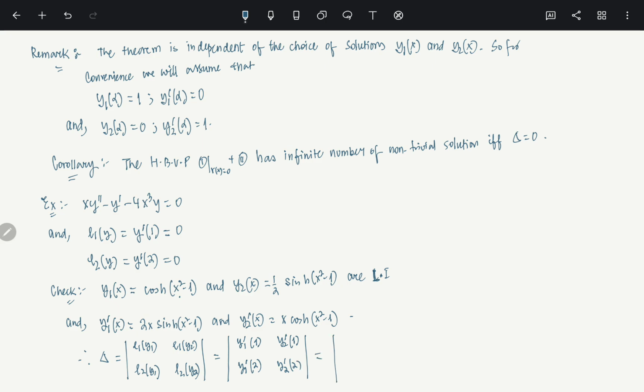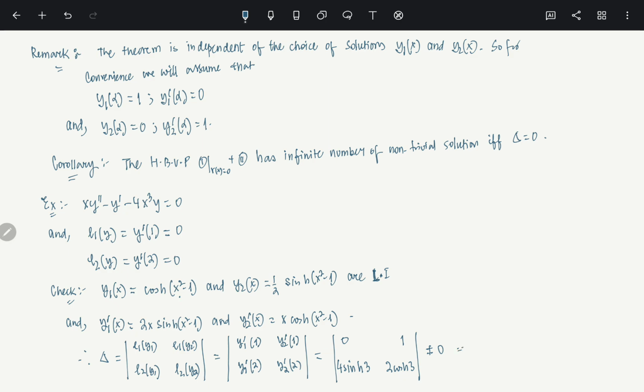Now if you calculate it, y1 prime at the point 1 is going to be 0, right? And y2 prime at the point 1 is cosine hyperbolic 0, which is 1. And at the point 2, it is 4 sine hyperbolic 3, and this one is 2 cosine hyperbolic 3. So this is definitely going to be non-zero.